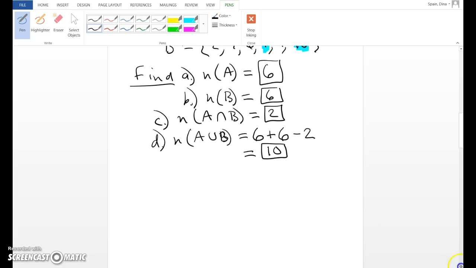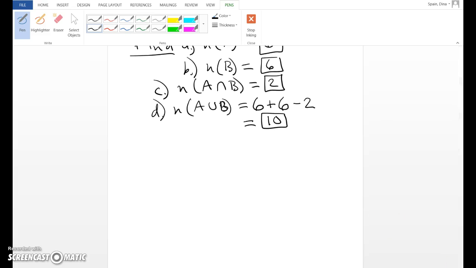I did have another example. Let me see if I have room to squeeze it in here. I think I do. Yeah, absolutely. Here, you'll do ones like this in the homework as well.